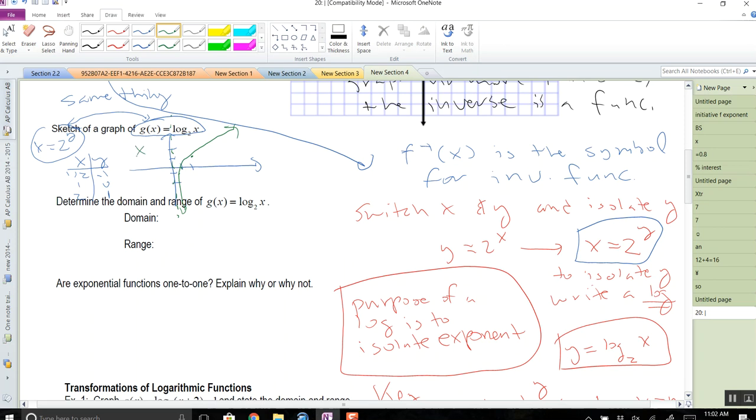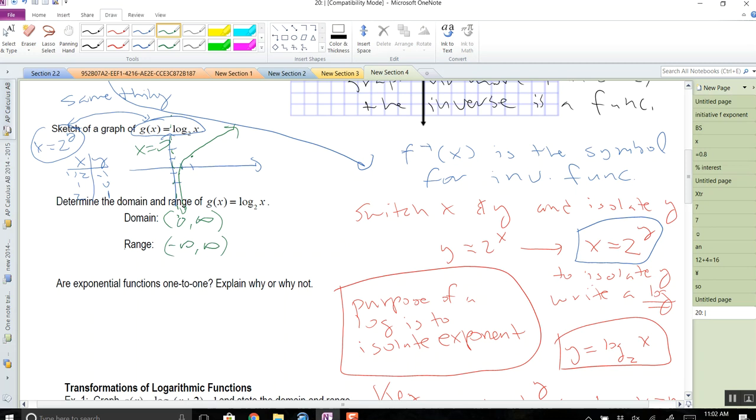There's a vertical asymptote x equals 0. Kind of hard to see, but there's a vertical asymptote x equals 0. Because things switch, what do you think your domain is? What do you think your range is for this graph? Yeah, domain 0 to infinity. Yep, the range can cover all y values.